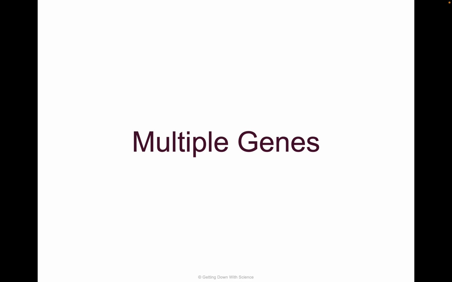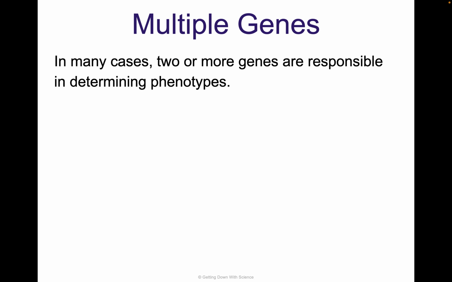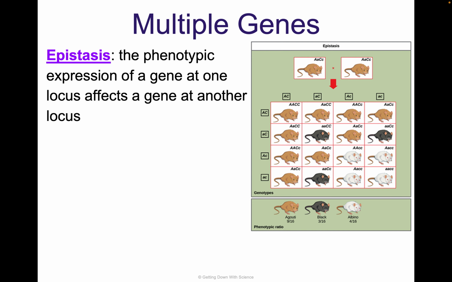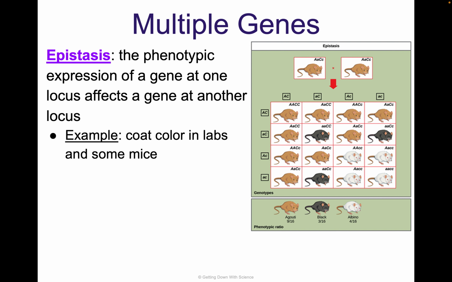So some traits have two or more genes that are responsible for determining the phenotype. We call this epistasis or epigenetics. This is when the phenotypic expression of a gene at one locus affects the gene at another locus. So an example of this could be coat colors in labs, in some mice, right?